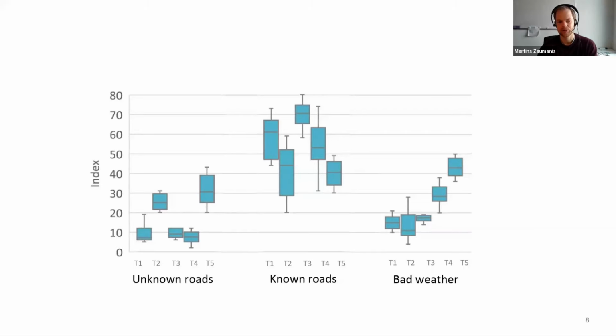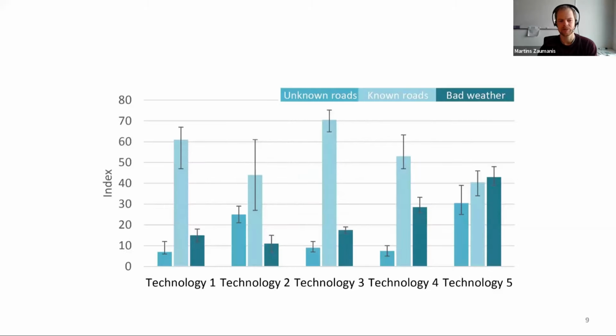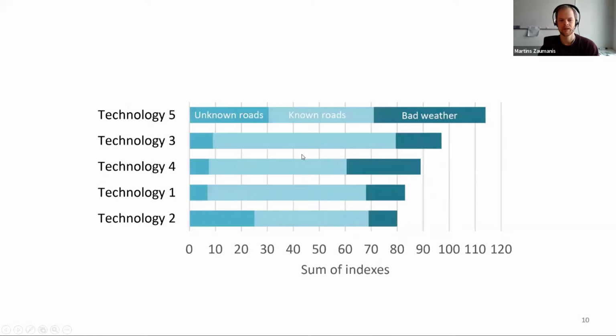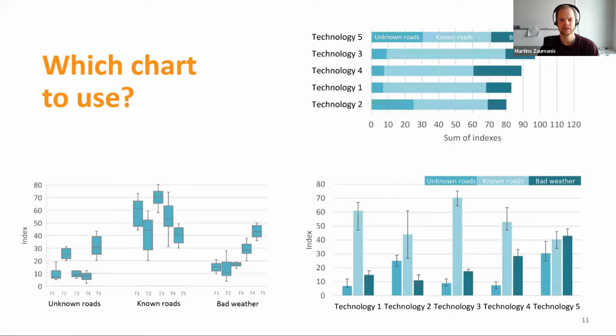Here is one way I could show it using box plots. I could show the exact same 5 technologies and the same 3 conditions using also this kind of a bar chart. And the same exact results I can also show using this cumulative bar chart, right? Again, 5 different technologies for 3 different conditions. So which one of these charts should I use?